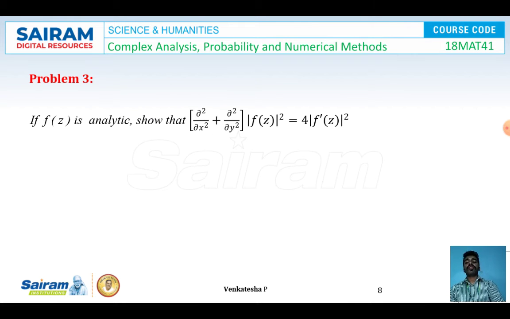Next one, important derivation: if f of z is analytic, show that dou square by dou x square plus dou square by dou y square, into mod of f of z whole square, is equal to 4 times mod of f dash of z whole square.